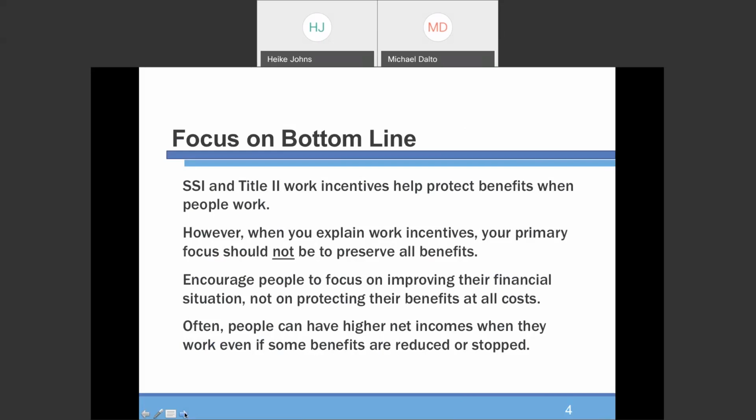But for others, particularly people you've developed relationships with who've come to trust you, as well as others who just are not as wedded to benefits as some other people are, if you focus on their bottom line, on their net income, and show them that if they can earn enough, they could be better off even having certain benefits reduced or stopped, that's where you want your focus to be. You want to help people improve their overall financial situation, not just keep benefits. For many people, working and increasing their earnings can increase their financial situation even if certain benefits stop.